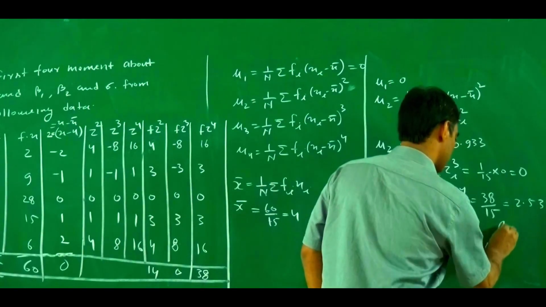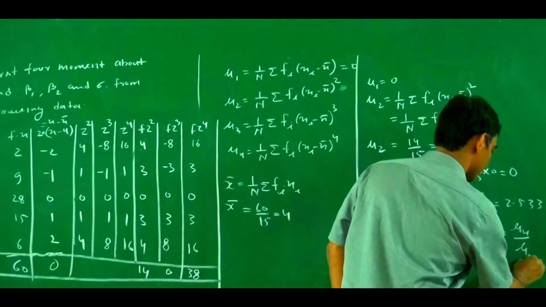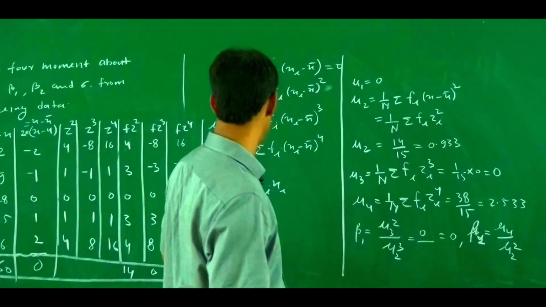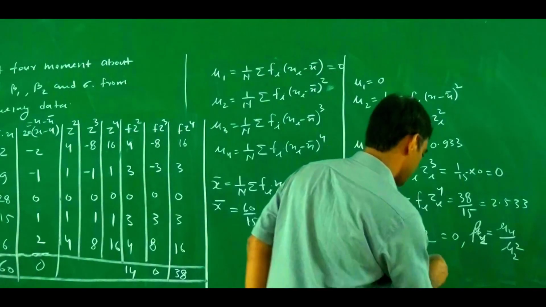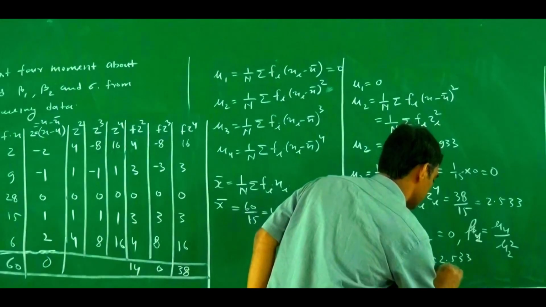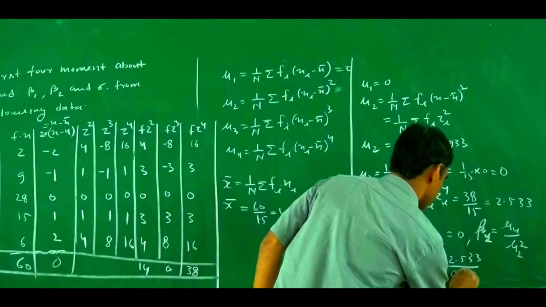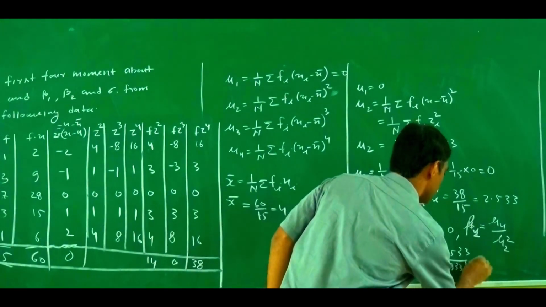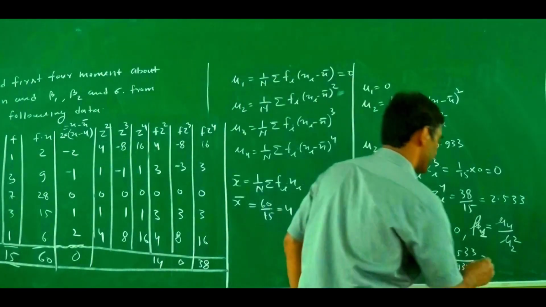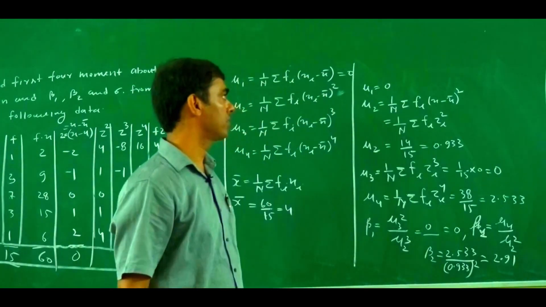Sorry, not beta 2. What is the value for beta 2? Beta 2 equal mu4 upon mu2 square. If you put the values here, mu4 is 2.533 divided by mu2 square. What is the value for mu2 square? 0.933 whole square. So if we simplify this, what is the value for beta 2? This becomes 2.91.